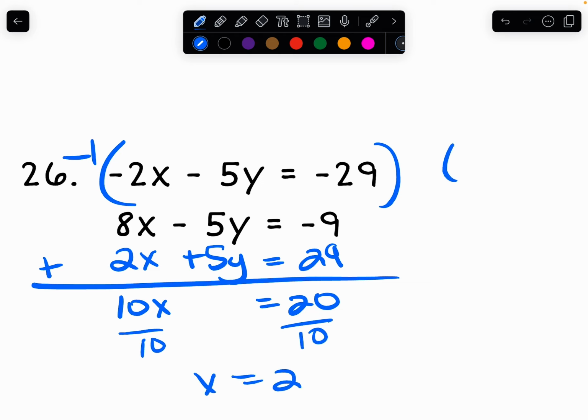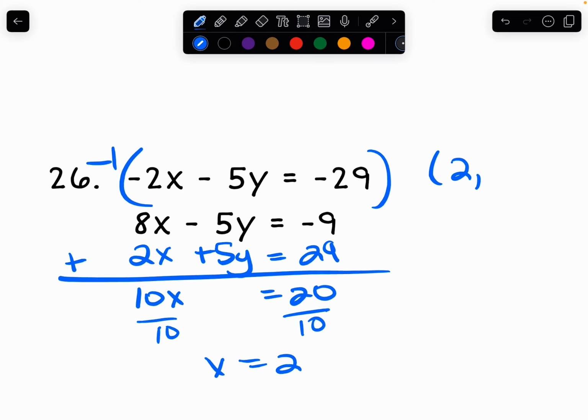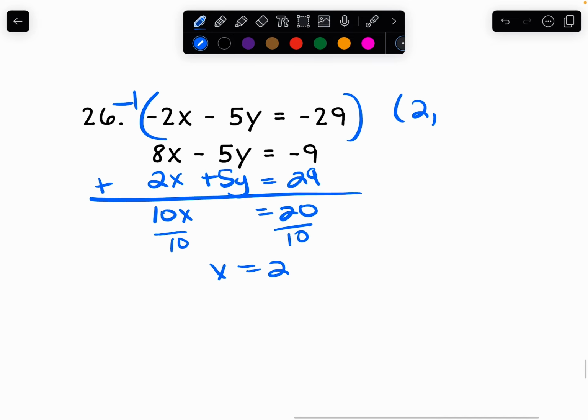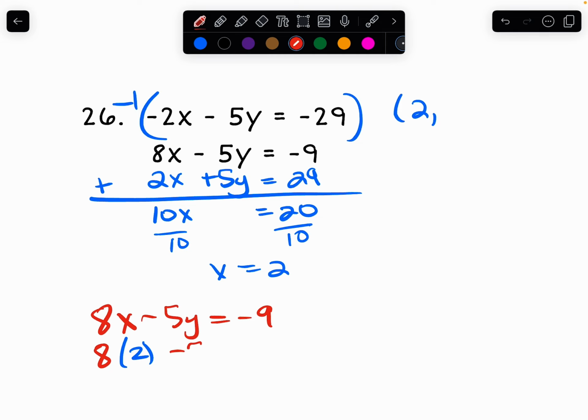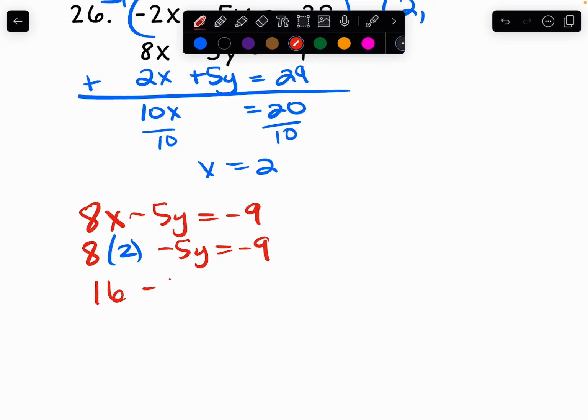So now we have figured out what the x value is. Now we have to figure out the y value. So you pick one of the two equations. It doesn't matter which equation. I'm going to pick the second one. Oops. Minus 5y equals negative 9. So I'm going to replace the x with 2. So I'm replacing the x with 2. And I get 16 minus 5y equals negative 9.